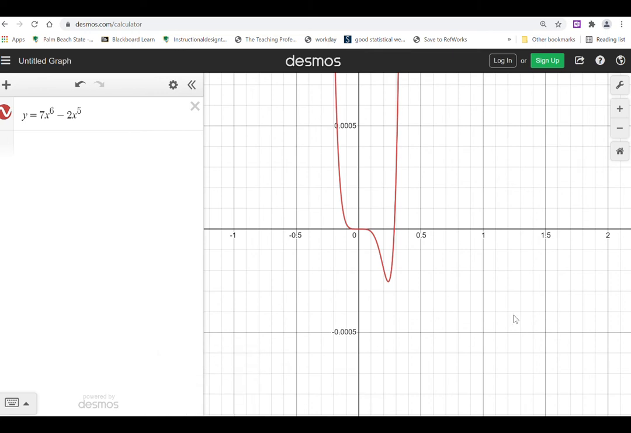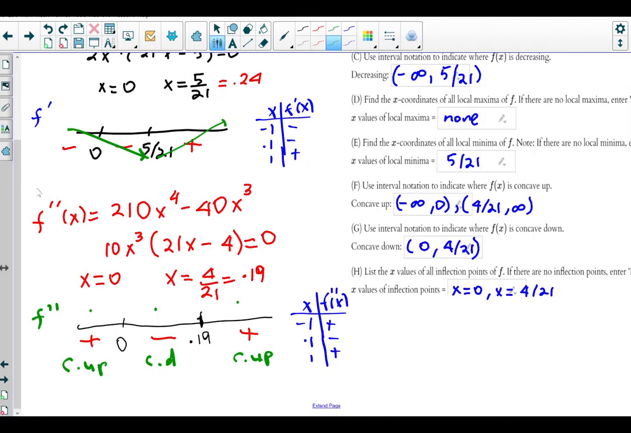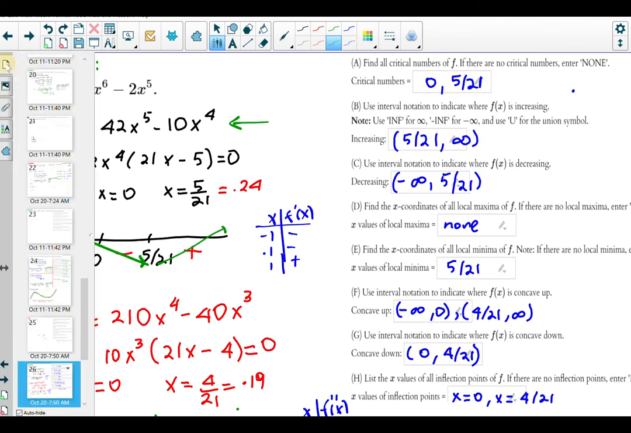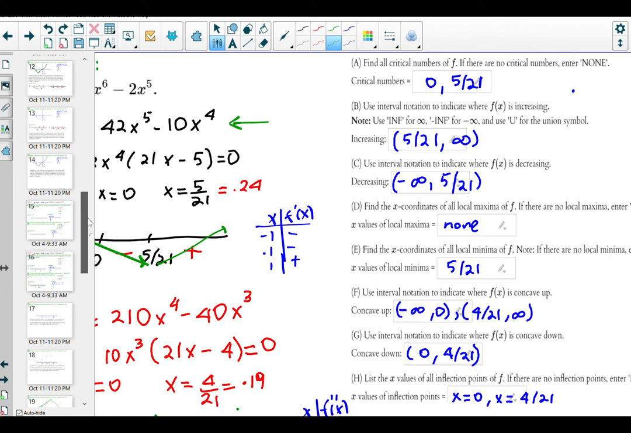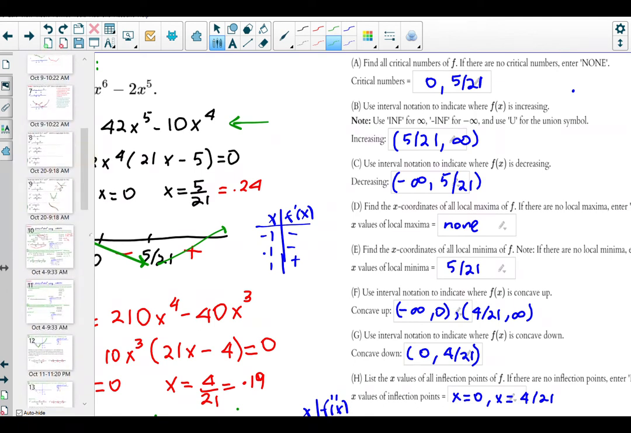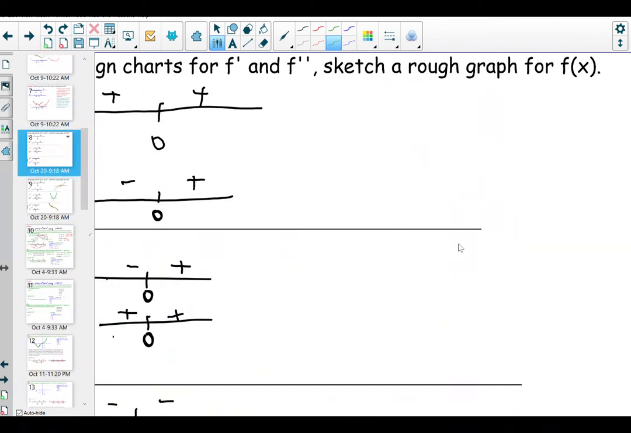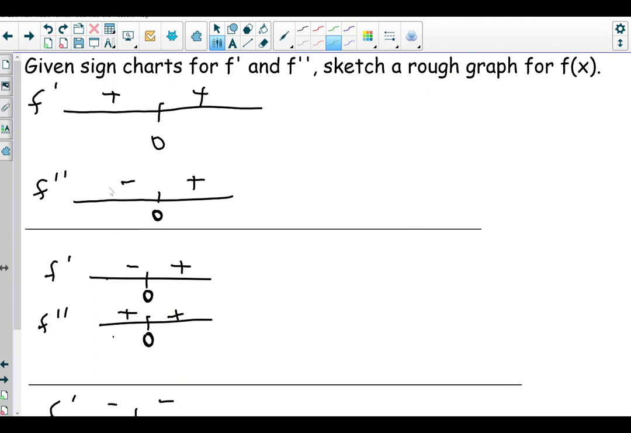Okay, so with that, I have an interesting question, and then we're going to do absolute maximums and minimums. The interesting question is, suppose I give you some information about f prime and f double prime. Can you figure out the graph with no other information other than the f prime and f double prime sign chart? So I will do the first one. I'm going to ask you to do the next two.